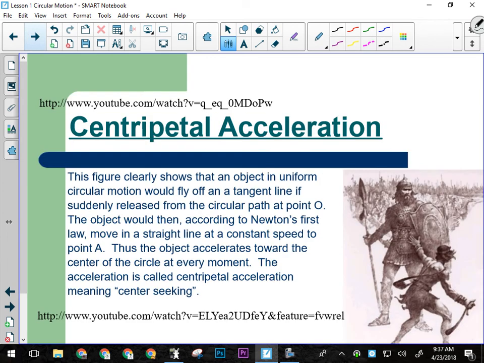So this is what we talked about here with the David and Goliath thing. We've already seen the video there. It clearly shows that an object in uniform circular motion would fly off on a tangent if it was suddenly released from the circular path at any point. According to Newton's first law, the object would then move in a straight line at a constant speed to another point. So if here's the circle, and here's point O, it would fly off in a straight line to this point. And if we were trying to hit something with a sling, we would have to know where that point was.